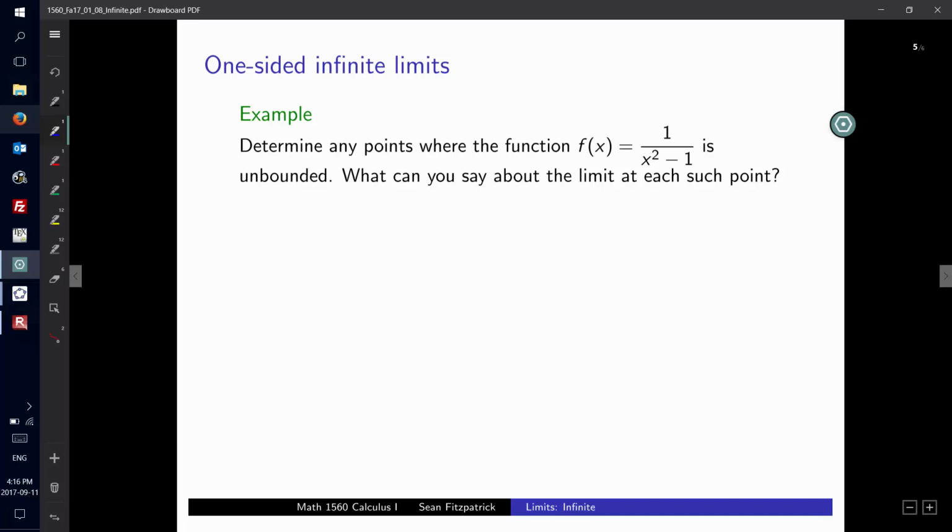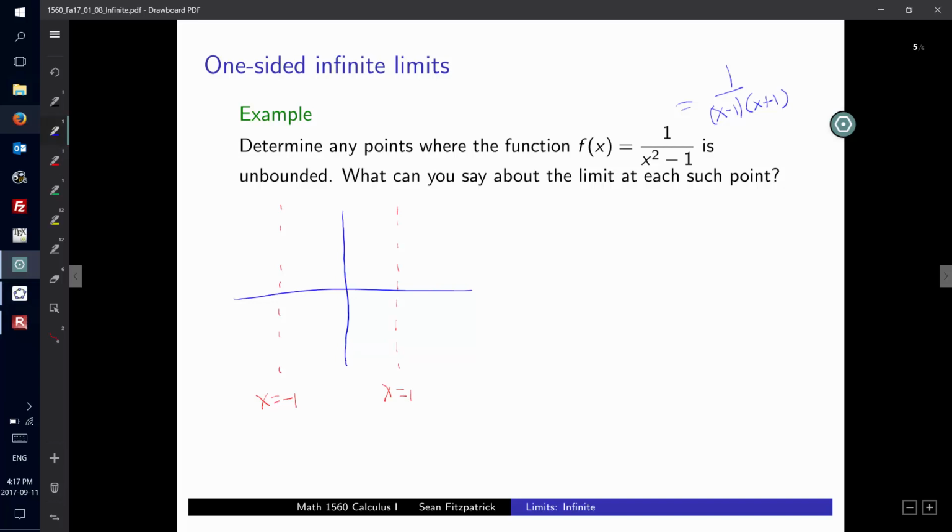Now, a few notes about one-sided limits, right? If we're dealing with a function like this, if we were to graph this thing, and I'm not going to do the whole graph, but notice that this is 1 over x minus 1 times x plus 1. There's a couple of vertical asymptotes. There's a vertical asymptote at x equals 1. There's a vertical asymptote at x equals minus 1.